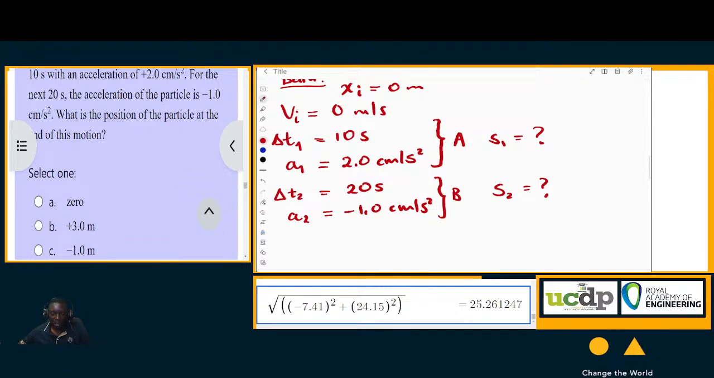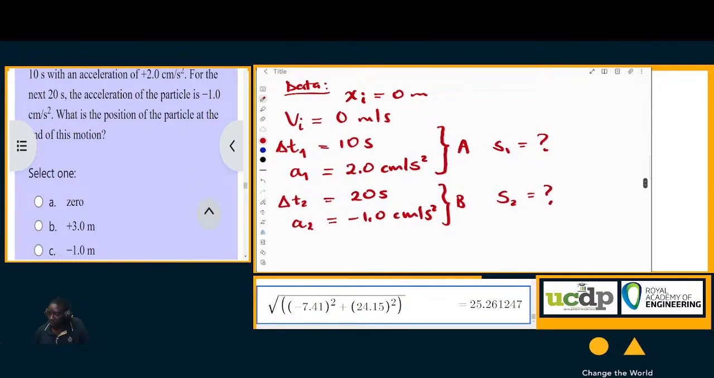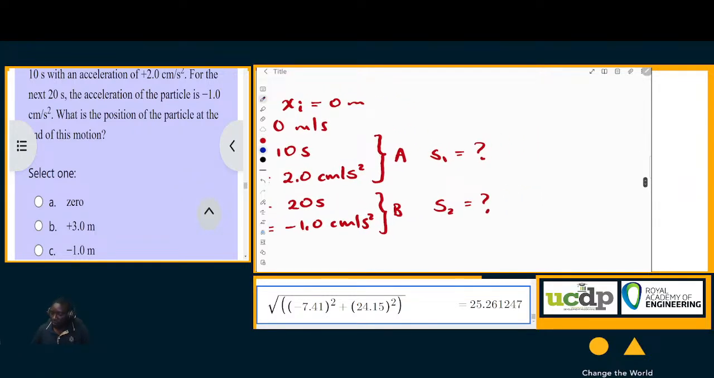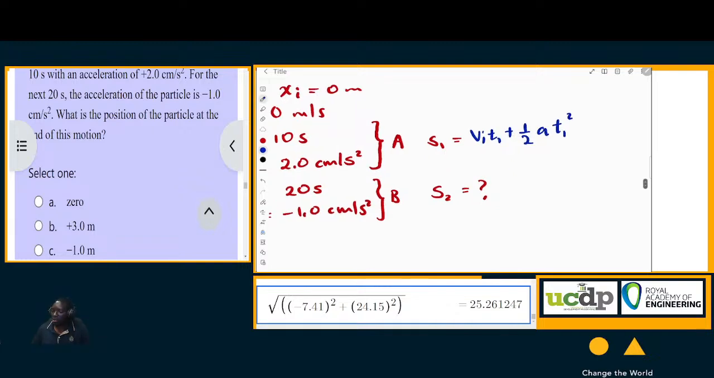How did you get that? Roshan, you got 1 meter. How did you get this 1 meter? I used the equation from question 10, the same equation of motion. Okay, so that is V1 times the time plus half a t1 squared. Good, that's correct. Since initial is 0, we don't have that term.